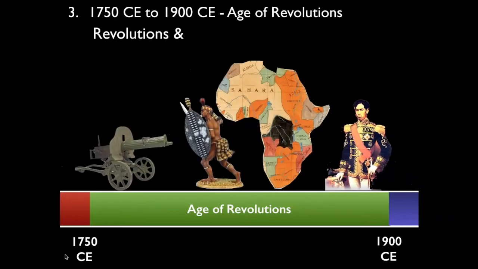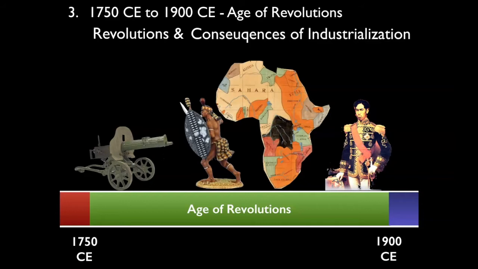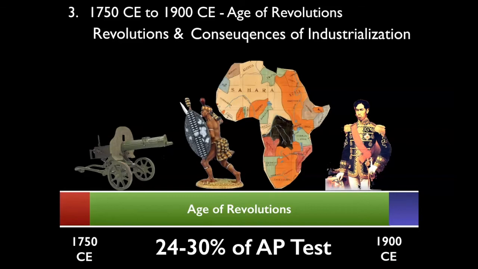So we'll spend some time talking about how European powers gained control over various parts of Africa and how Africans resisted those attempts at imperialism. We'll talk about the technological advantages that were possessed by European powers in these efforts to gain control over places in Africa and South Asia, Southeast Asia. And we'll talk about how different empires and states responded to industrialization. So we'll talk about those consequences of industrialization in that period 3. And that's 24 to 30% of the AP test.